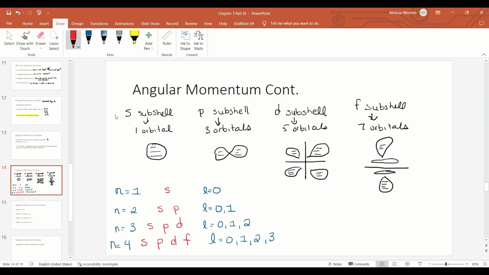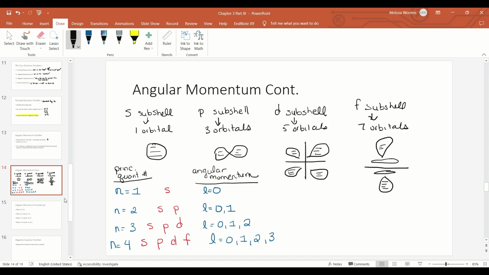And so we have our principal quantum number, and this is our angular momentum number. These are the possibilities, and it depends on where that last orbital lands as to what L is, and we'll go through that.